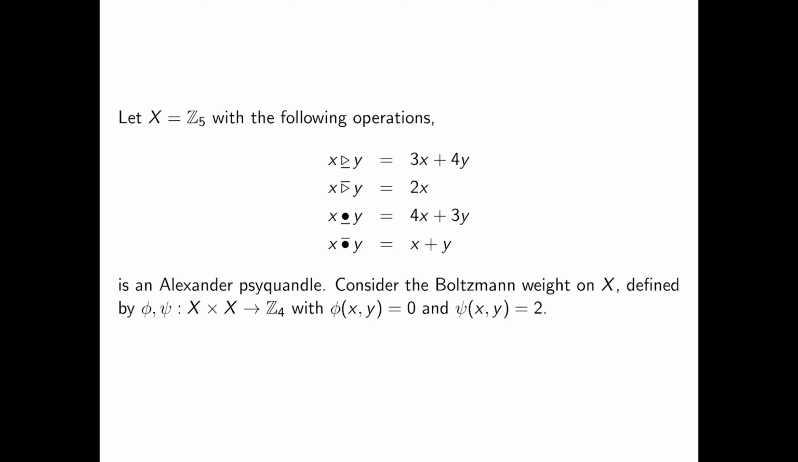We're also going to have some Boltzmann weights on this Psyquandle, and we're defining phi and psi to be maps from X cross X to Z4, and they're defined by phi of xy is equal to 0 for all x and y in our Psyquandle, and psi of xy is equal to 2 for all x and y in our Psyquandle. So in this example, we're using fairly simple Boltzmann weights for our Psyquandle X, and so it should be fairly straightforward to check that phi and psi satisfy the axioms for a Boltzmann weight. So I'll leave it as an exercise.